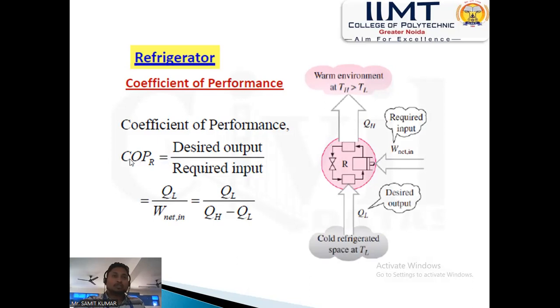So this is the equation. COP of refrigerator is desired output upon required input. Desired output is the lower heat, that is Q lower, upon work input, which is the work done by the compressor. It can also be written as lower heat upon higher heat minus lower heat. When the lower temperature decreases, the COP of the refrigerator also decreases, that is, it is directly proportional to the lower temperature.